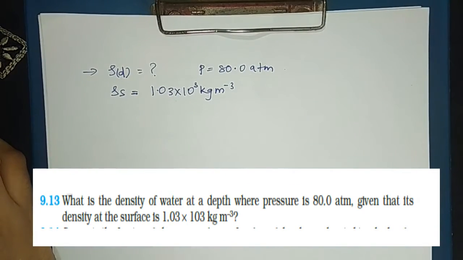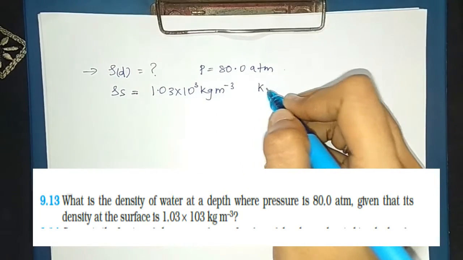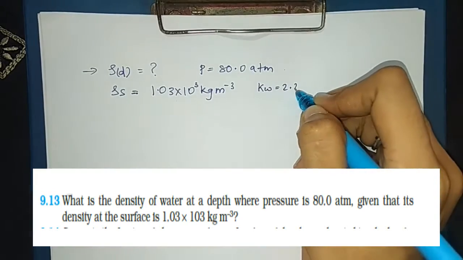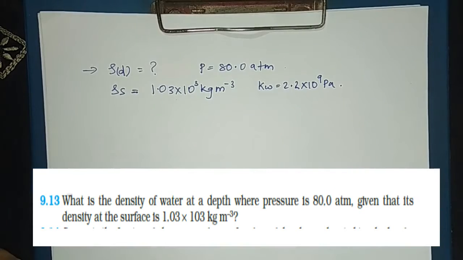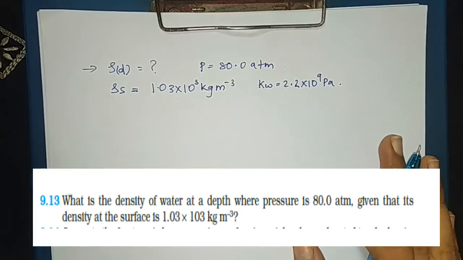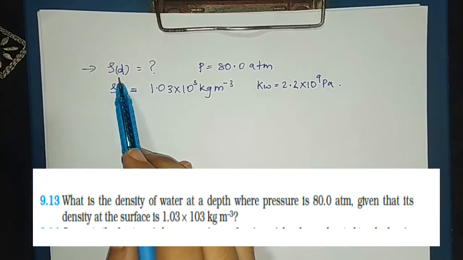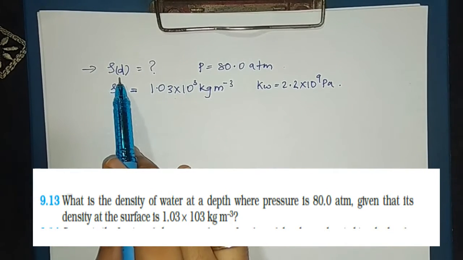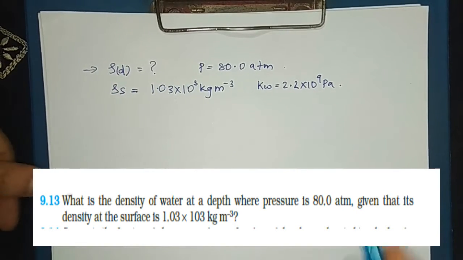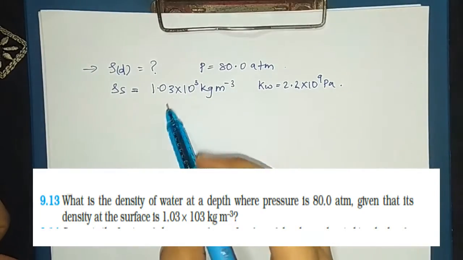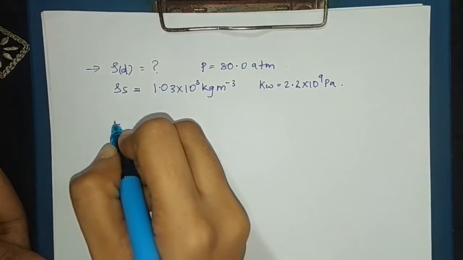The density at the surface is given, and from the table you know that the bulk modulus of water is 2.2 times 10 raised to 9 Pascals. That is given in the table of the textbook, so you don't need to remember it. So what we have to find is the density of water at the depth, right? Let's see how the formula goes. First it is related to bulk modulus, because there is a change in pressure. So let's see what the bulk modulus formula is.